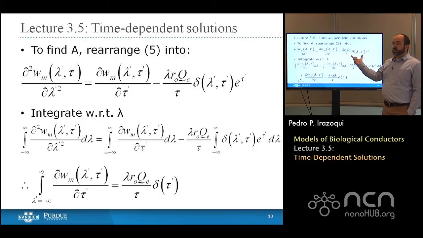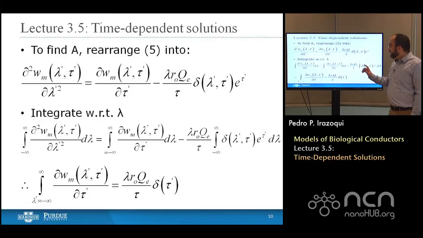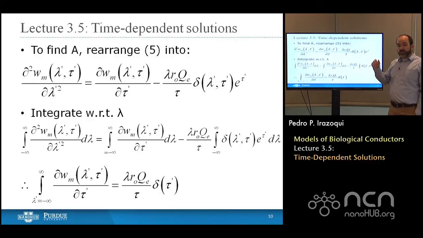And now we're not going to zero out this current term. We're going to integrate with respect to lambda. And when we integrate with respect to lambda, we're going to integrate each term on both sides of the equation from minus infinity to infinity with respect to lambda.